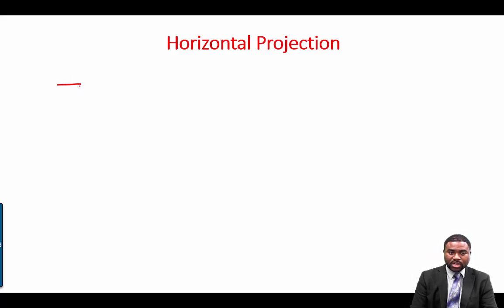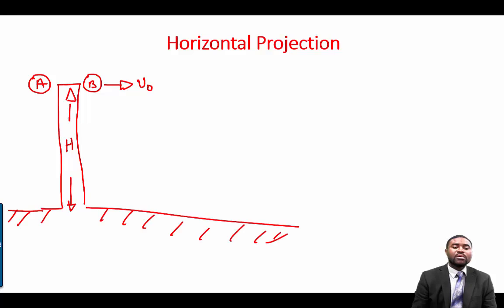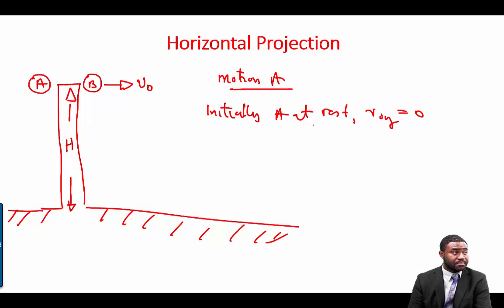Fortunately, this is just algebra, no calculus. We have two balls. This is A. This is B. B is projected with a certain speed, V naught, and A is allowed to fall downwards at the same height, H. Pay attention and take good note. Let's analyze the motion of A first, then the motion of B. Initially, A is at rest, so the initial velocity in the y direction is zero.